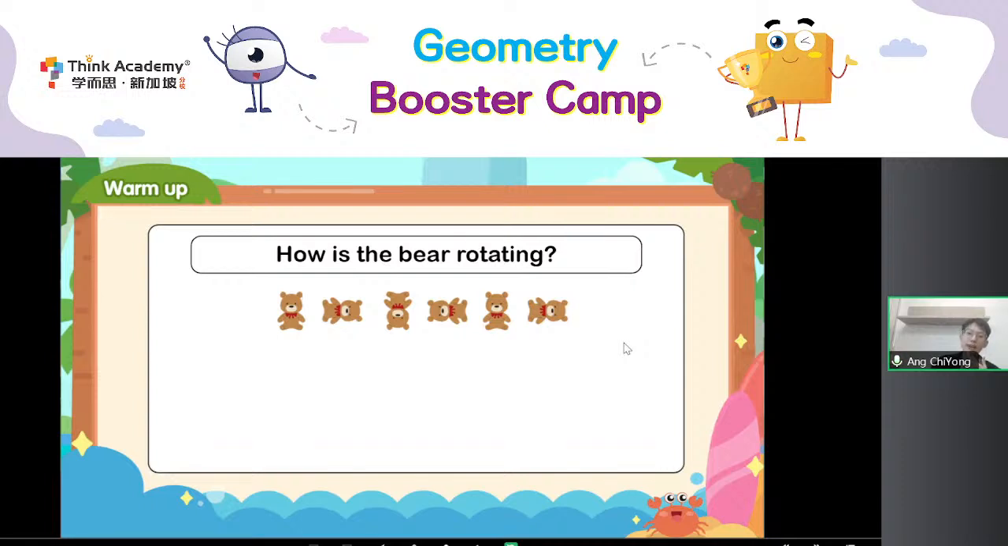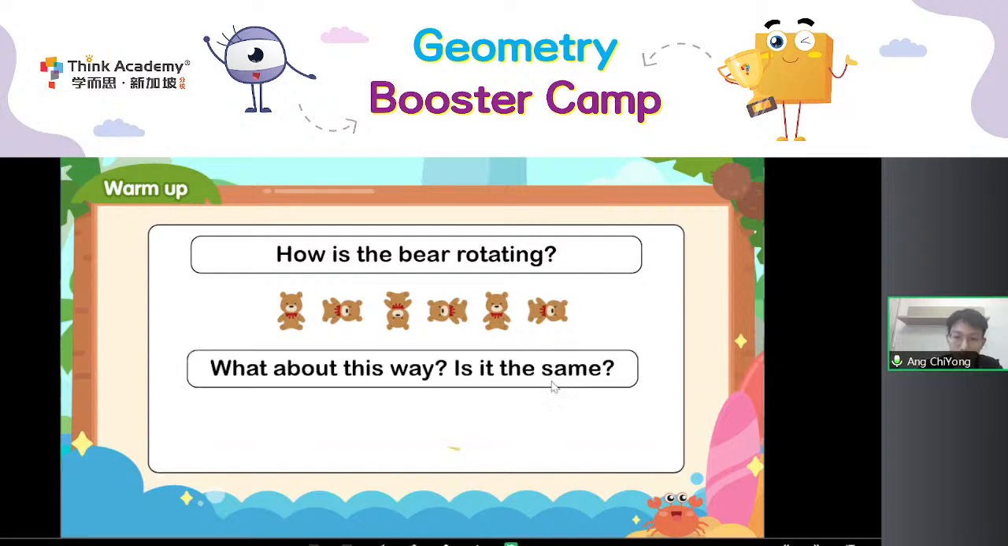Sometimes I like to throw my teddy bear up in the air, like this. Then while it's spinning in the air, I can take photos. Then I will get these pictures over here, right? While spinning, I take pictures. And I line them up together, and it kind of tells me how it is spinning, right?